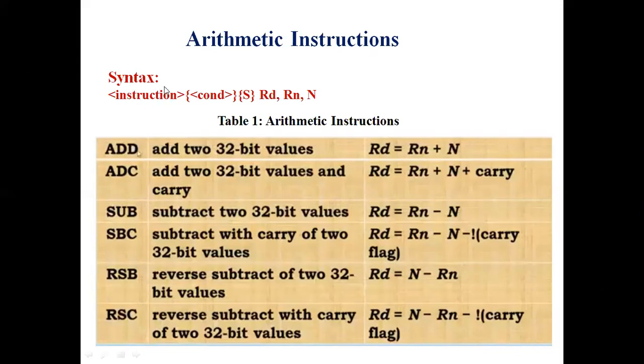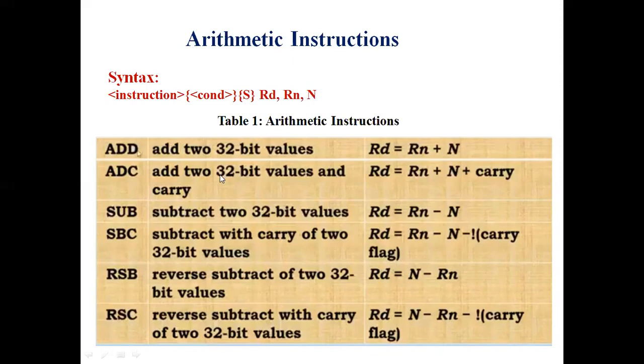First is the instruction followed by the condition. Here the instruction may be ADD, SUB, RSB (reverse subtract), etc., and any condition related to the instruction. S indicates the status flag. If the instruction is going to update the status flag, then you need to specify S; otherwise, there is no need to specify it. Rd is the destination register, Rn is the source register, and N is the source operand.